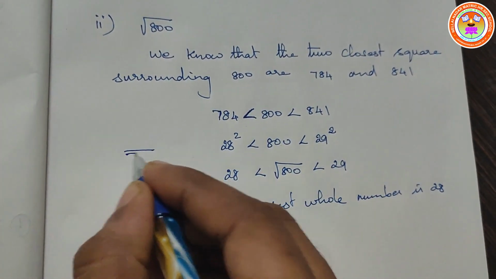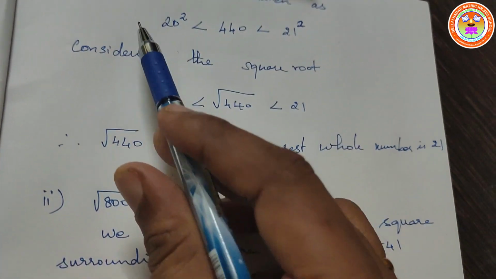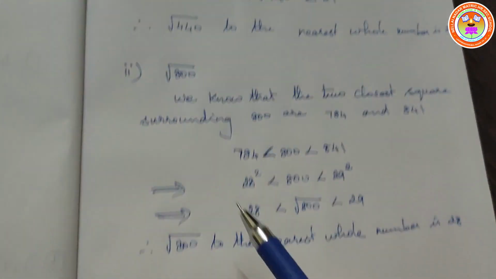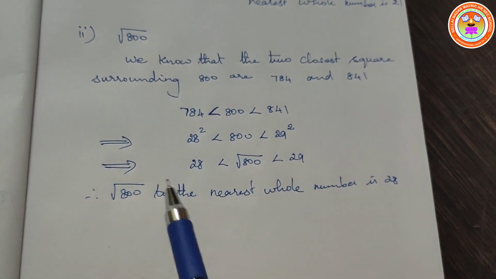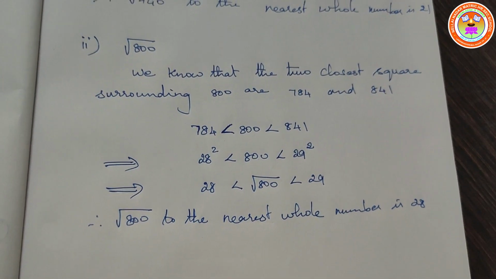Copy down, children. You can put the implies symbol instead of writing these statements. It can be written as, which can be written as, consider the square root. We can put the implies symbol. So this is also correct. You can follow these steps also.